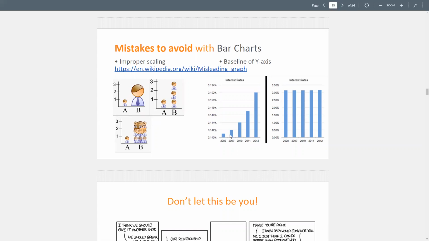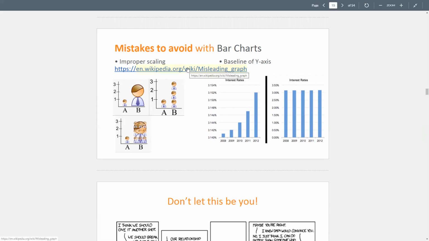Here are some mistakes to try to avoid: don't distort the difference between the sizes. Look at how this interest rate chart is distorted. Now it looks like interest rates soared between 2008 and 2012, when really there was very little movement. It went from 3.14 to 3.15. So it's not a very large increase in the interest rate, but this graph really distorts that, while when we anchor the graph at 0, we see that it is basically flat.